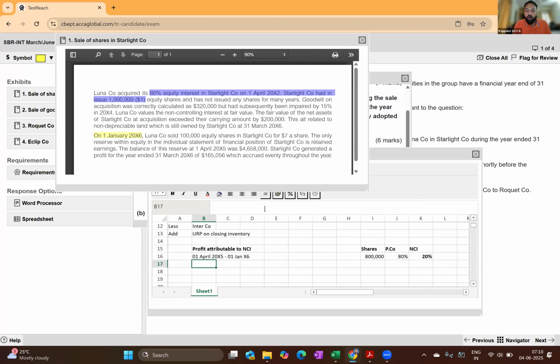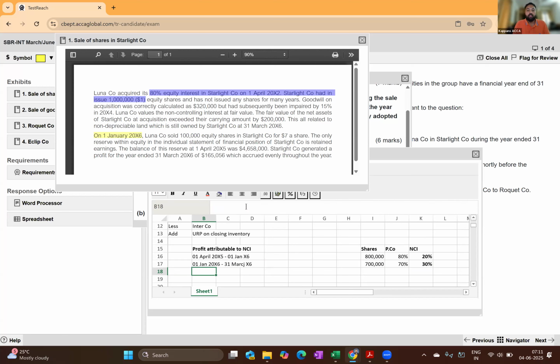Then what happened? On 1st January 20XX, Luna Company sold 100,000 equity shares. So now parent company has got only 800,000 minus 100,000 shares sold, 700,000. 700,000 of 1 million shares, 70%. So it's a decrease in control. So parent company right now has 70%. So NCI would be 30%, from 1st January X6 to year end 31st March X6.